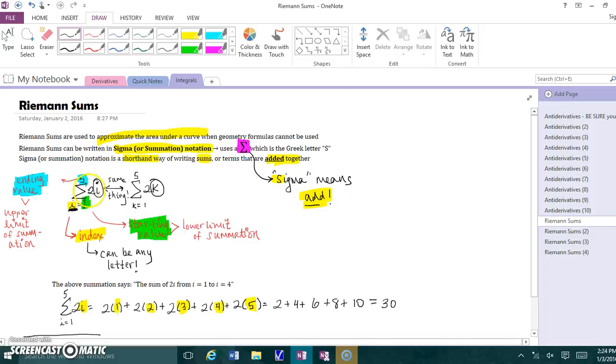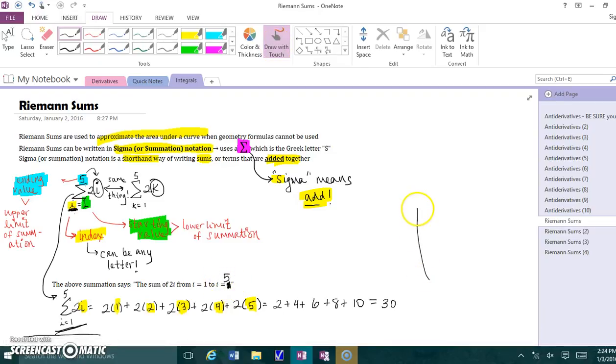And then at the top of the symbol, you're going to put another number. That's your ending value. That's the last number that's going to get plugged into here. It's the upper limit of summation. I'm going to keep going with the I right down here. So this really means this thing right here. It's the sum of 2I from I equals 1 to I equals 5.